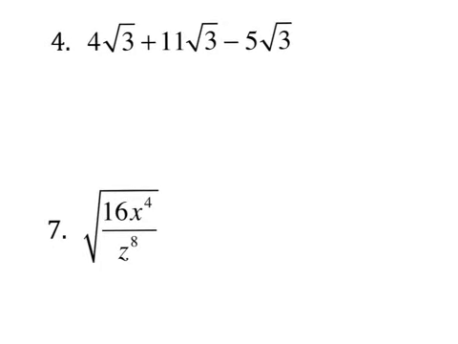Moving on to number 4, we have 4 root 3 plus 11 root 3 minus 5 root 3. Now all of these terms have the same last name, so they're all like terms. So all we need to do is just add and subtract the numbers. So 4 plus 11 is 15. 15 minus 5 is 10. So we have 10 square root 3 as our final answer.